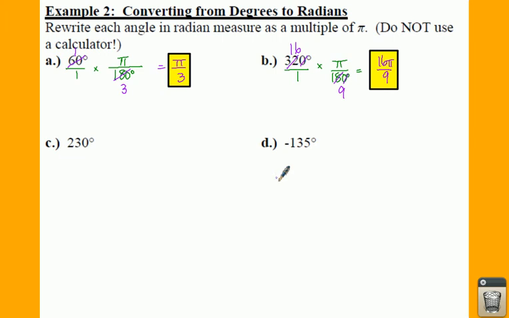But then 2d, the only way 2d is different than 2a and 2b is that it has a negative. It doesn't change how you solve it. This is over 1. Multiply by pi over 180. And you're just going to cancel both. Each of these can be divided by 45. So you get a negative 3 and a 4. So your answer is negative 3 pi over 4.